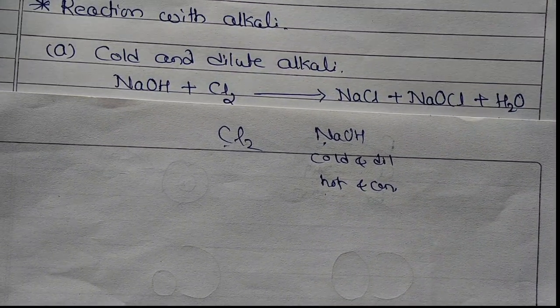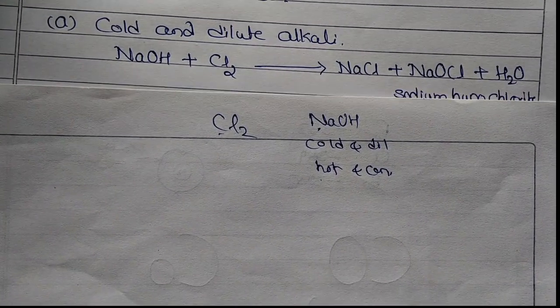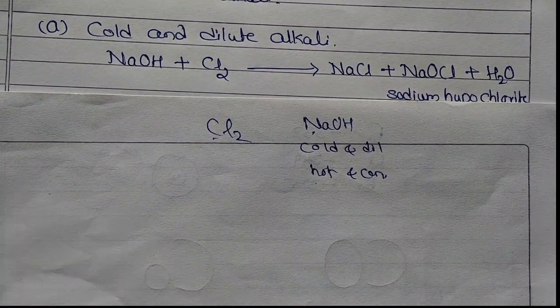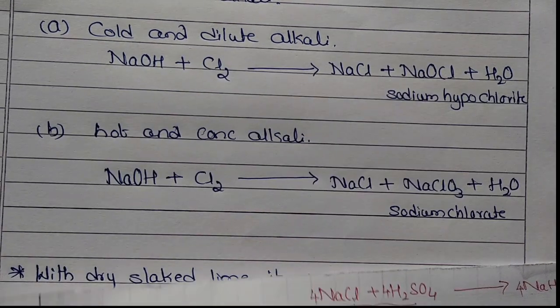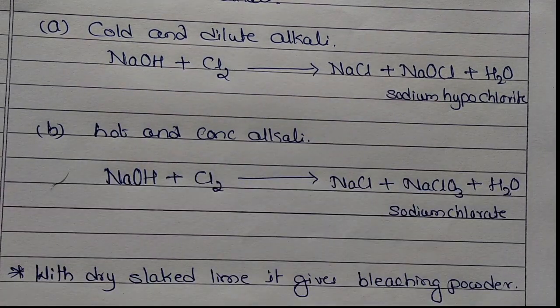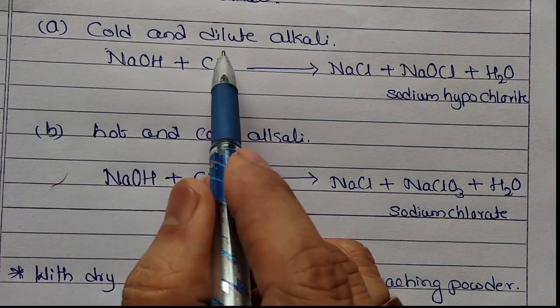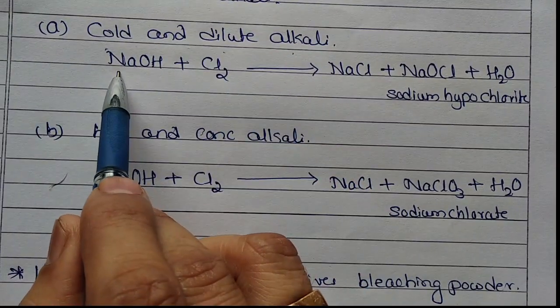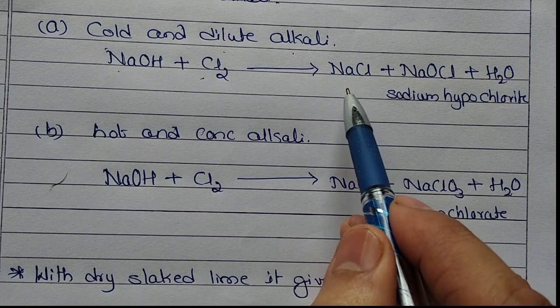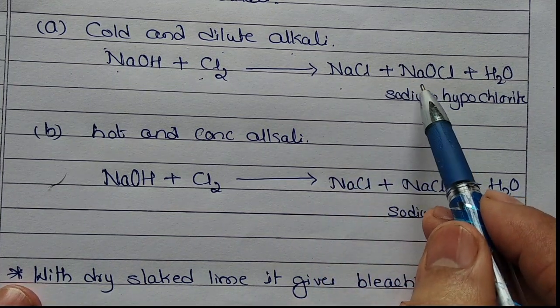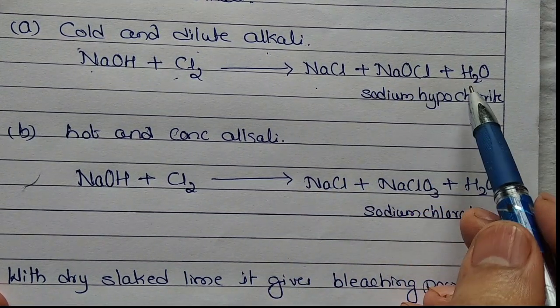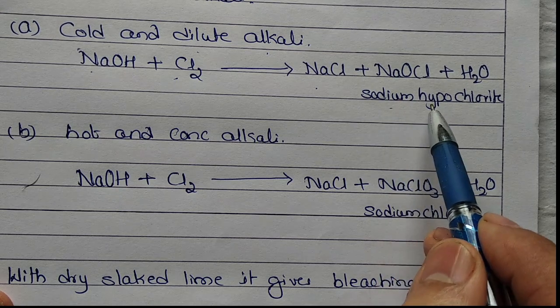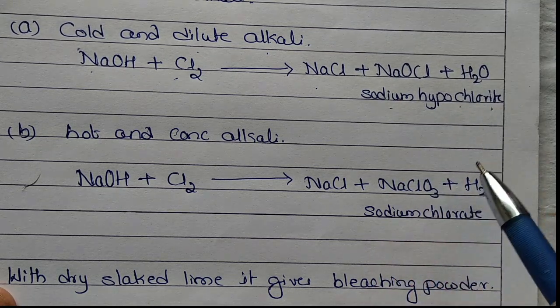Sodium hydroxide reacts with chlorine. Here it is a cold and dilute alkali. So NaOH reacts with chlorine to give what? NaCl and NaOCl plus water. This is sodium hypochlorite.